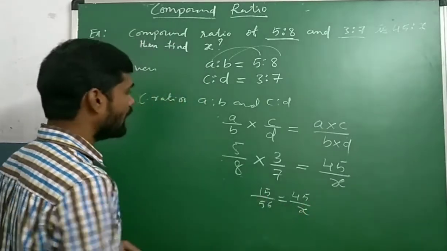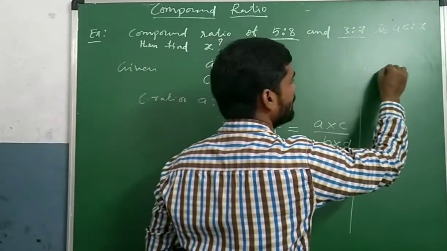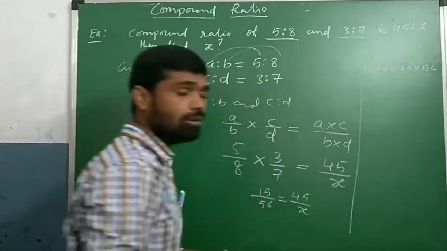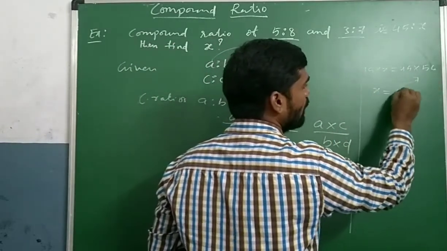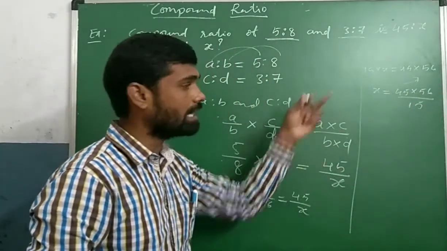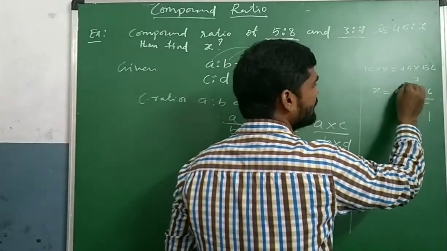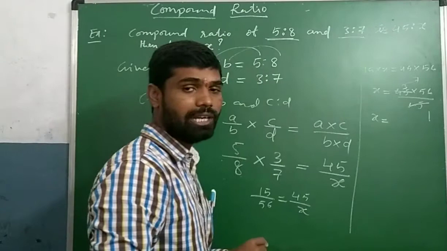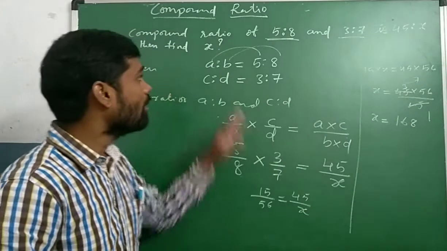Now let us do the cross multiplication. So 15 into x is equal to 45 into 56. You can transpose 15 to that side, so that x is equal to 45 into 56 by 15. You know very well from the 15 table we get 45: 15 ones are 15 and 15 3s are 45. So x is equal to 3 into 56. How much is 3 into 56? It is equal to 168. So this is the value of x.